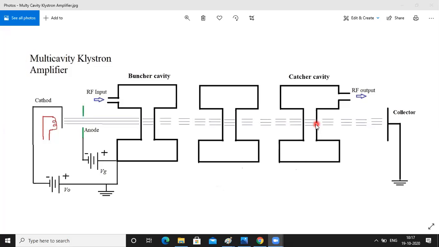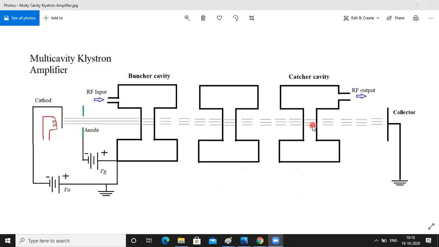So they follow the phenomena related to convection current, not conduction current. Here the electrons are not flowing through any conductor, they are flowing through the vacuum tube. That's why the bunching process and all these things can be related to convection current.